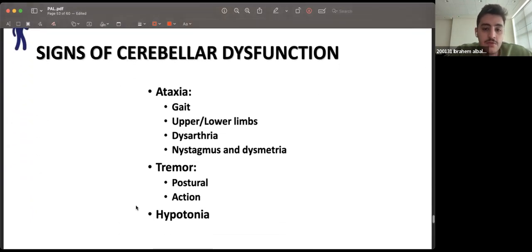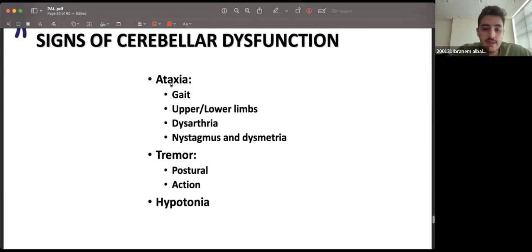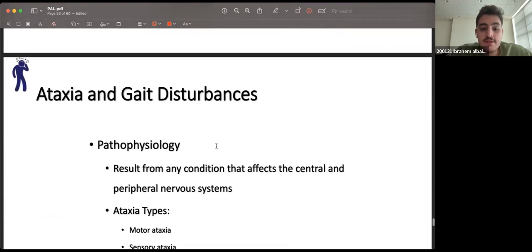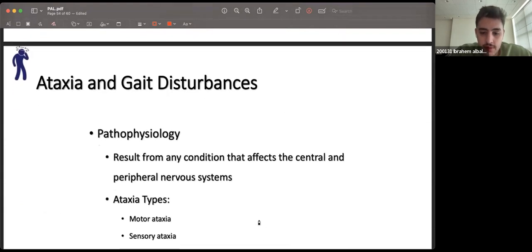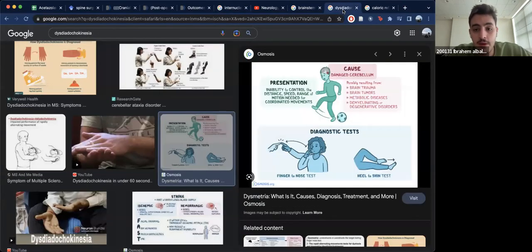And the way it presents, if you had any damage to the cerebellum, is as ataxia, or as a tremor, or as hypotonia, okay? And the tests for it are very important. So these are the tests for it, and I want you to differentiate between them and the dorsal lemniscal pathway damage.